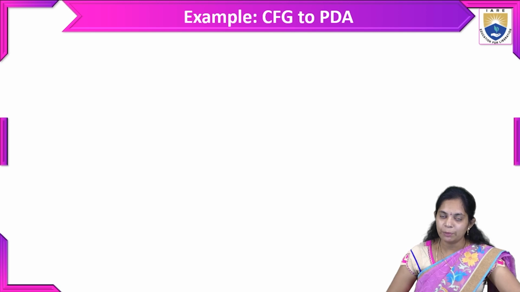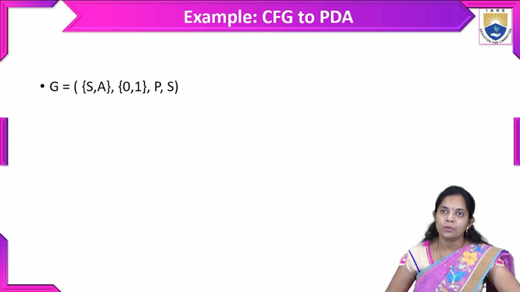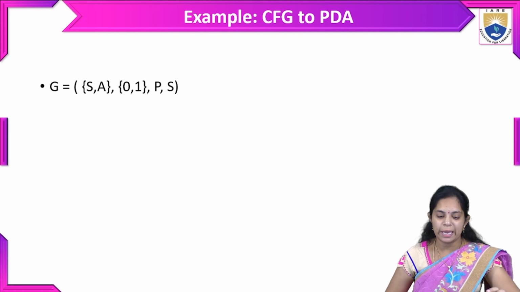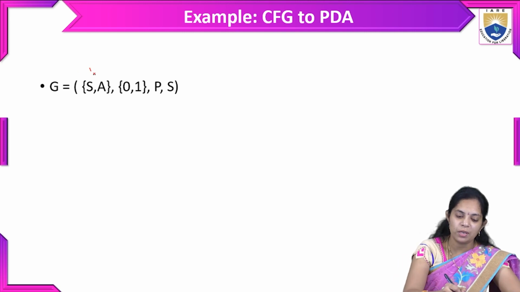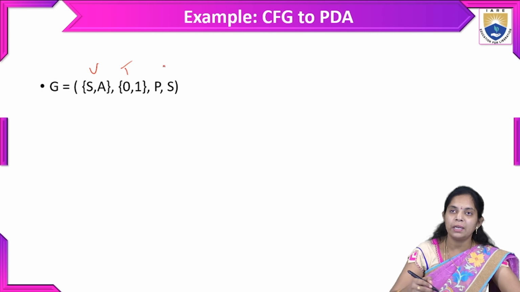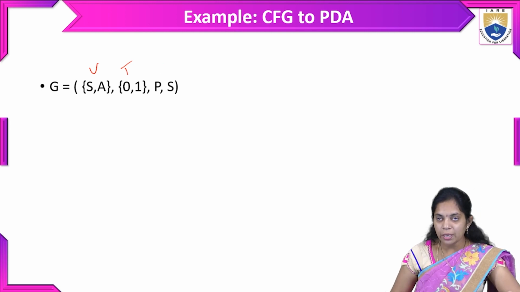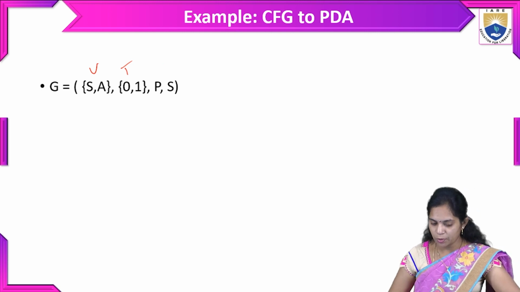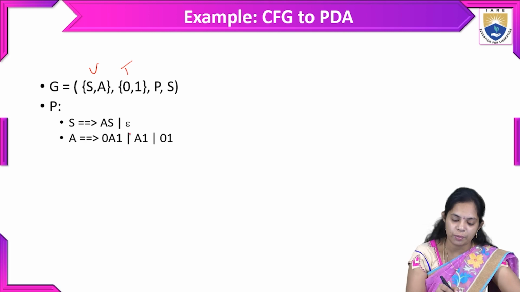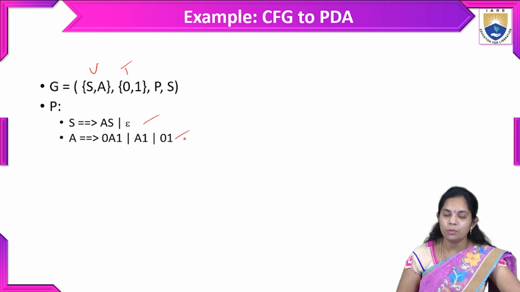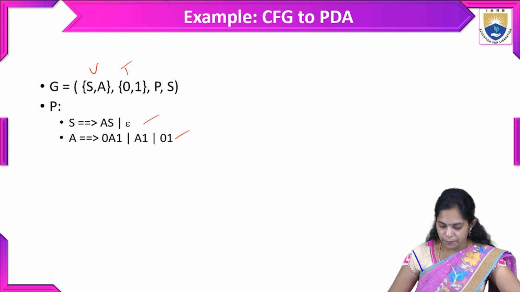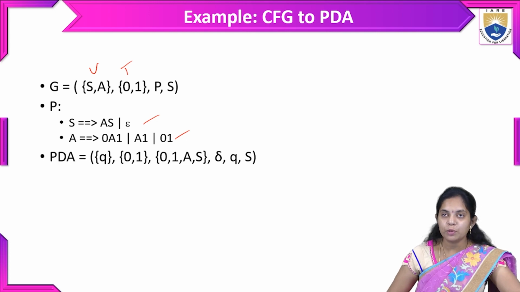Here the input is a context free grammar, and we have to convert it to the transition functions of a push down automata. First, the 4 tuple notation: V, T, P and S. And we need production rules also. So what are the production rules? Here are the production rules. We have 2 production rules, and the push down automata.